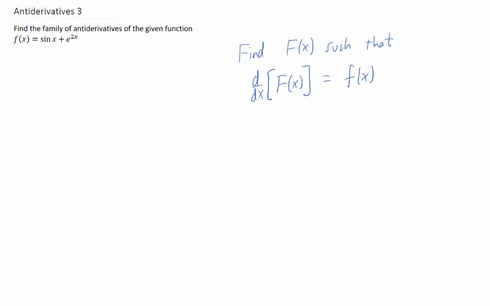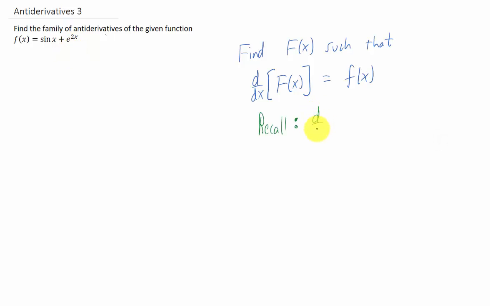We are finding the family of antiderivatives of the function sine of x plus e to the 2x. And finding a family of antiderivatives just means we're finding all of the functions, capital F of x, such that the derivative is the function that we're given.